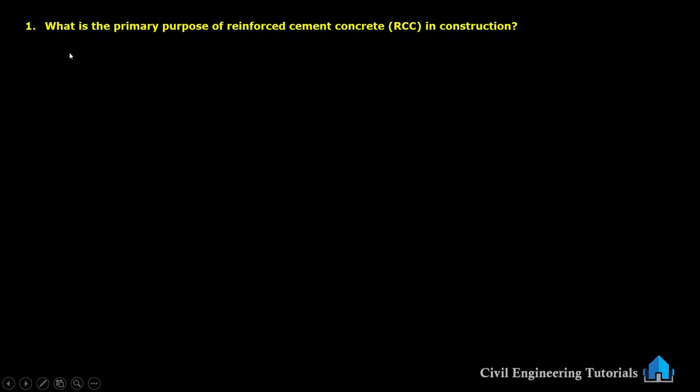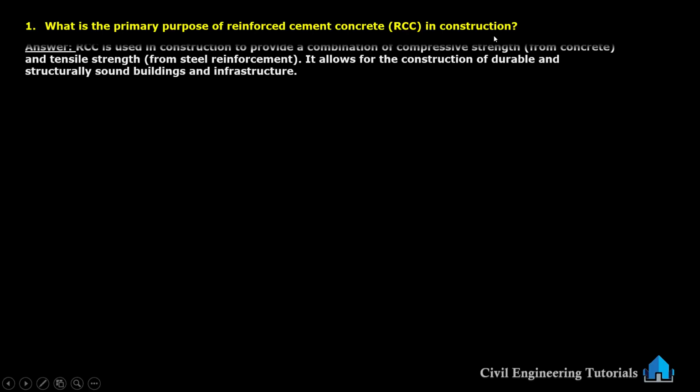Our first question: what is the primary purpose of reinforced cement concrete in construction? So, RCC, reinforced cement concrete, is used in construction to provide a combination of compressive strength from concrete and tensile strength from steel reinforcement. So, compressive strength from concrete and tensile strength from steel. It allows for the construction of durable and structurally sound buildings and infrastructure.